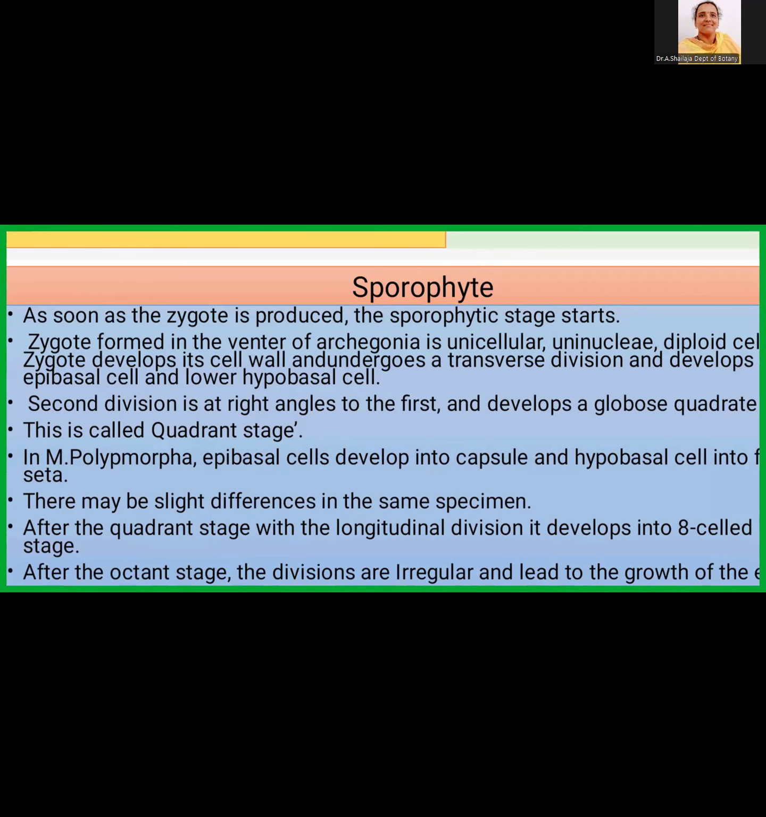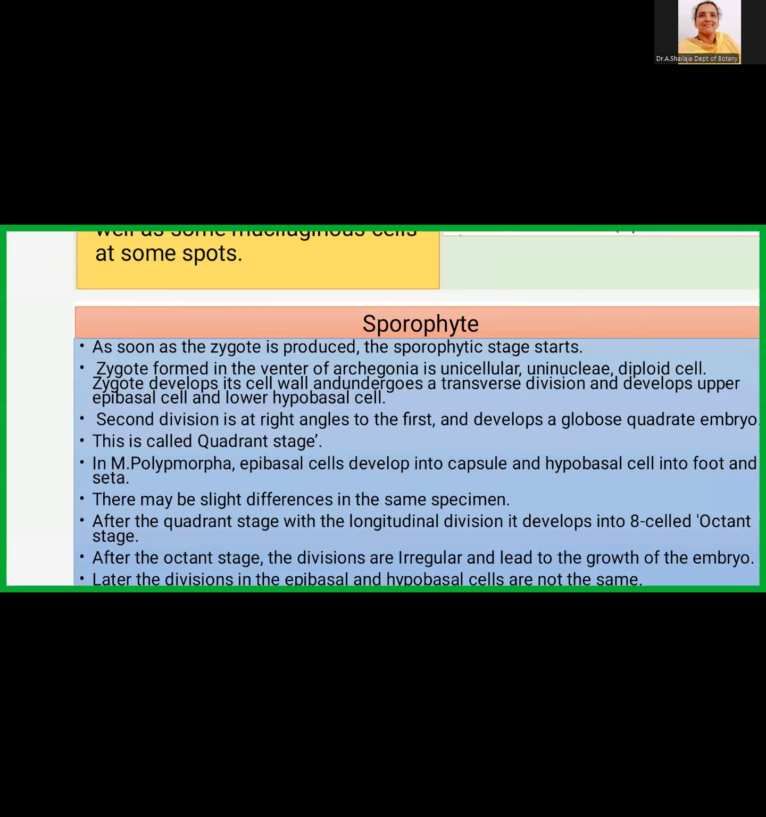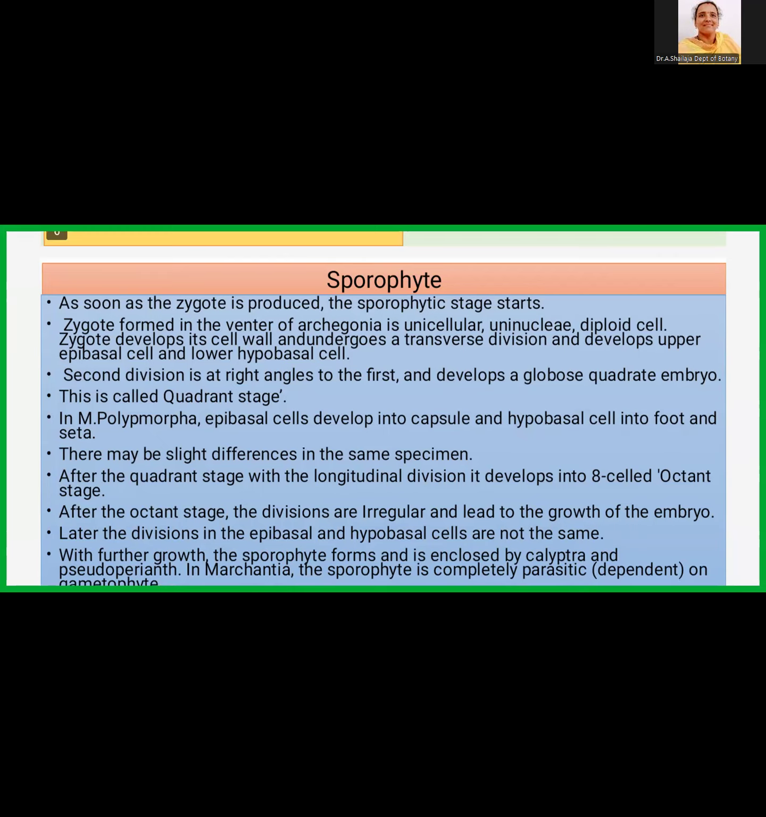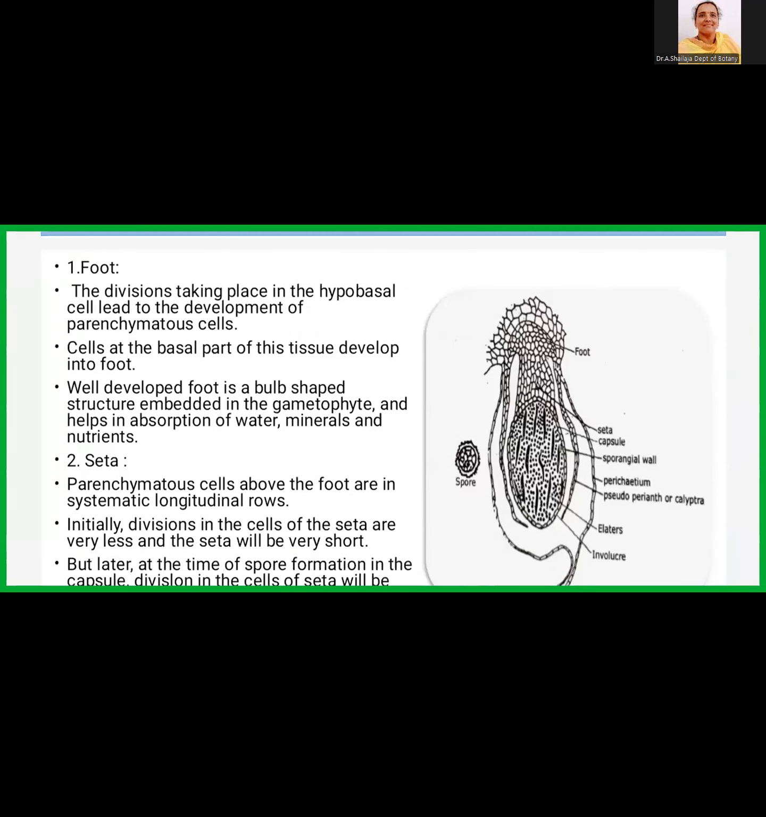The zygote is formed in the venter of the archegonium. It is a unicellular, uninucleate and diploid cell. This zygote develops its cell wall and undergoes a transverse division, developing an upper epibasal cell and a lower hypobasal cell. See here, this is the Marchantia sporophyte.